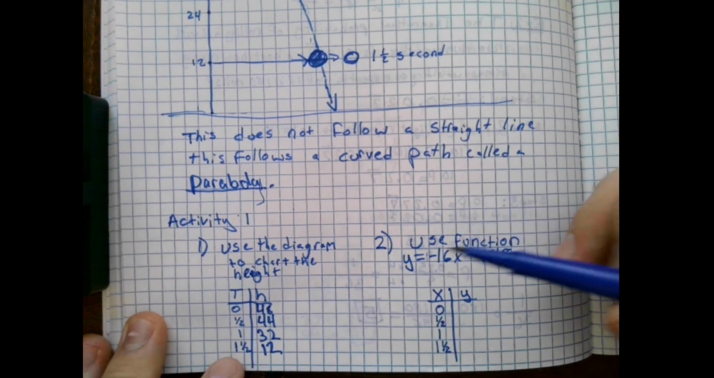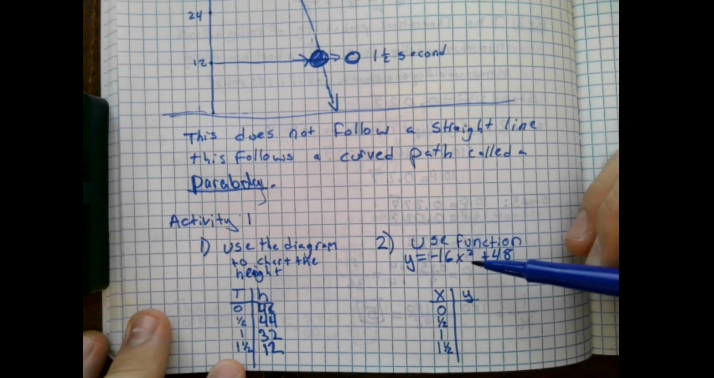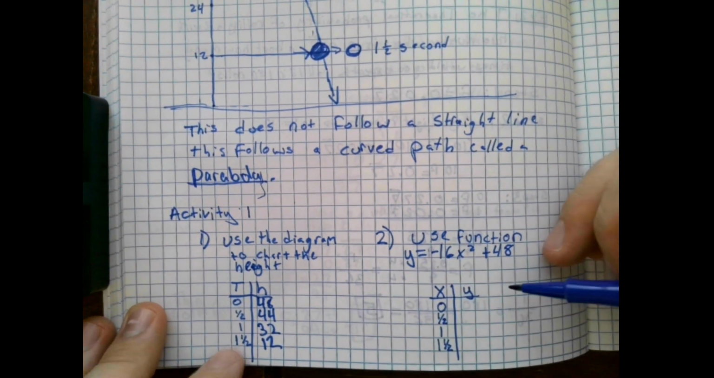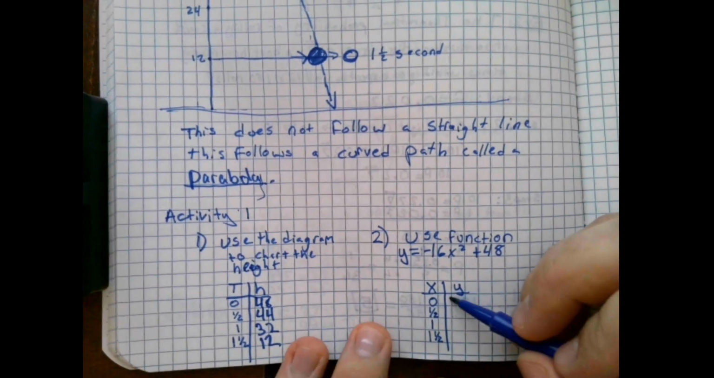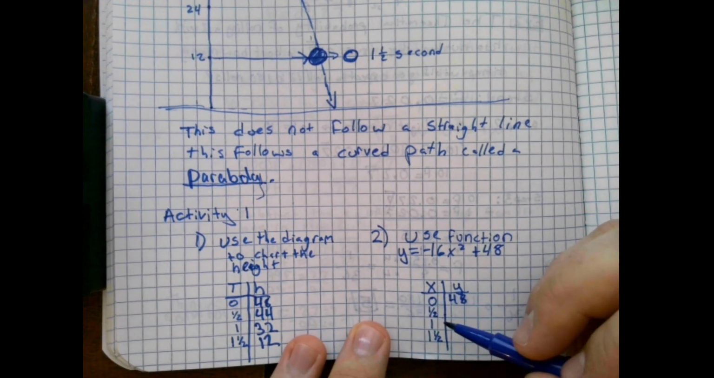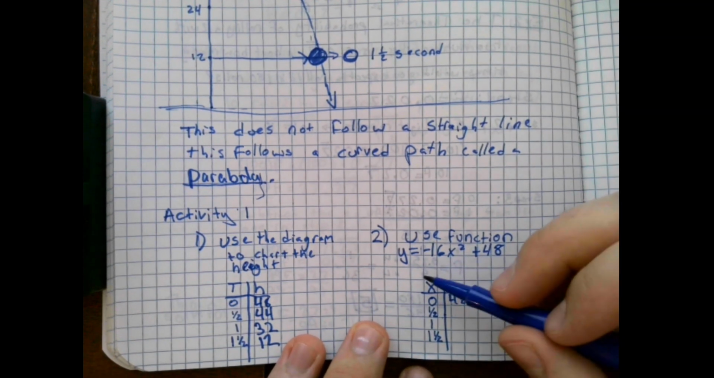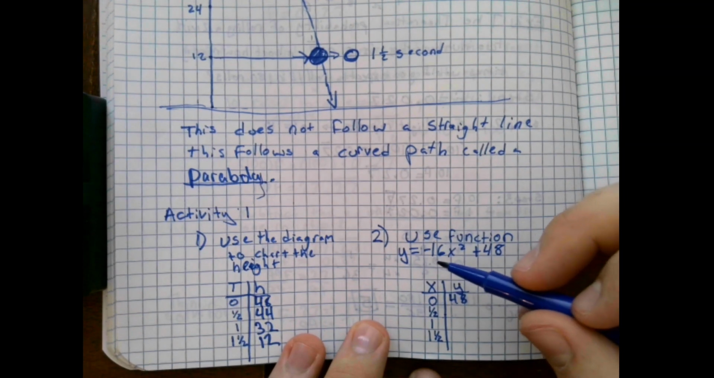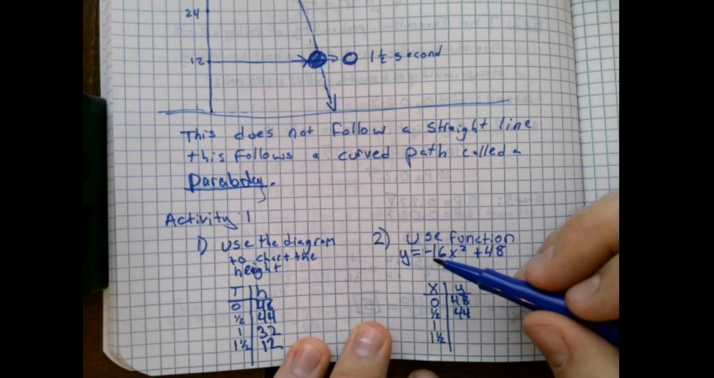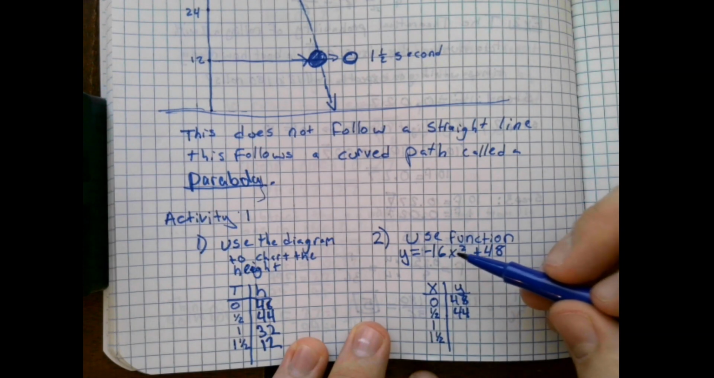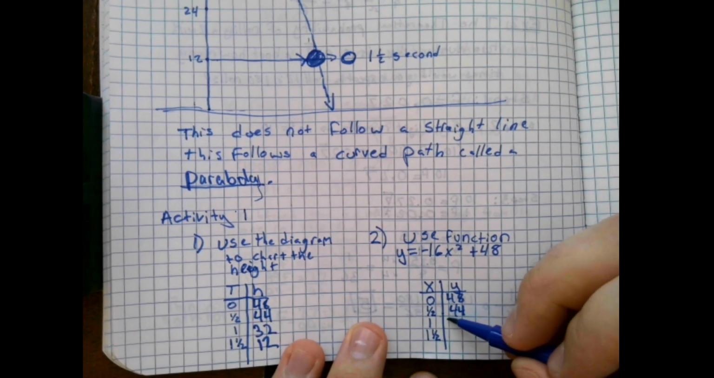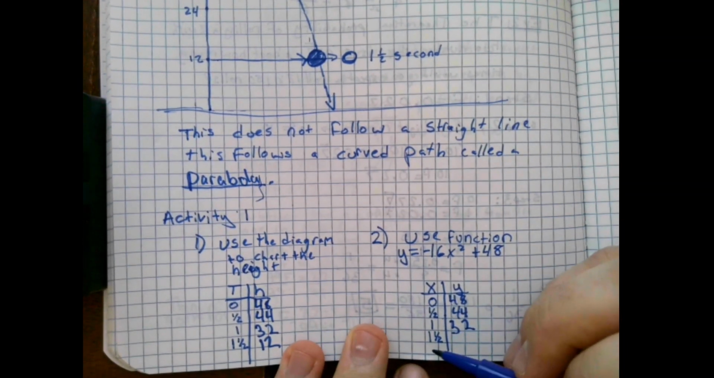And now it's going to ask us to use the function y equals negative 16x squared plus 48. Now, 0 squared is 0. 0 times negative 16 is 0. And 0 plus 48 is 48. Well, if we square 1/2, a half times a half is 1/4. 1/4 of negative 16 is negative 4. So negative 4 plus 48, that's 44. And what if we had 1 squared? 1 squared is 1 times negative 16. 48 minus 16 is 32.